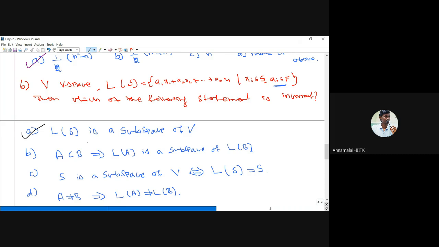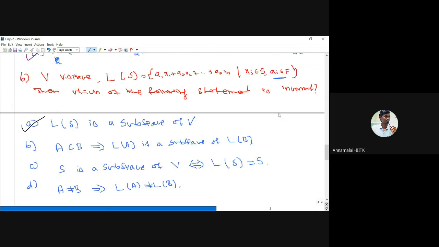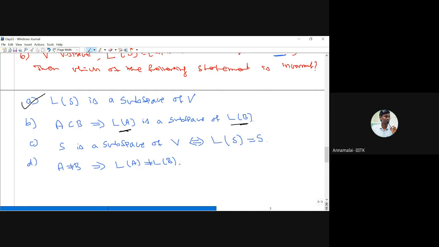Now look at the second one. If A is a subset of B, then L of A is a subspace of L of B. Every element of A is an element of B. We have to prove that L of A is a subspace of L of B. It is enough to prove that L of A is a subset of L of B, because we already know that L of anything is a subspace. Since L of A is itself a subspace and a subset of L of B, it is a subspace of L of B.